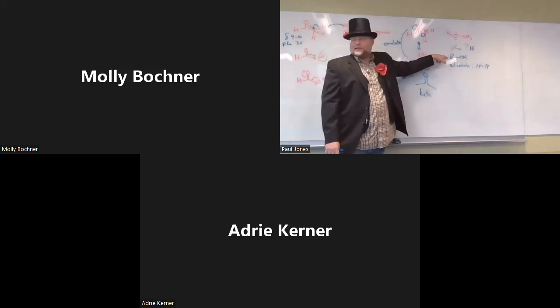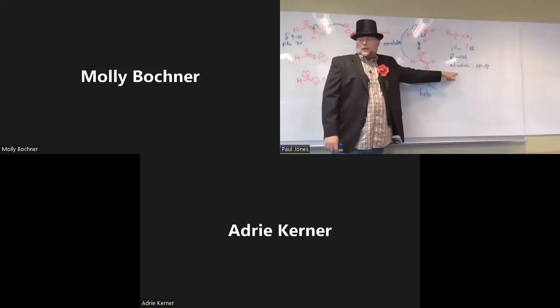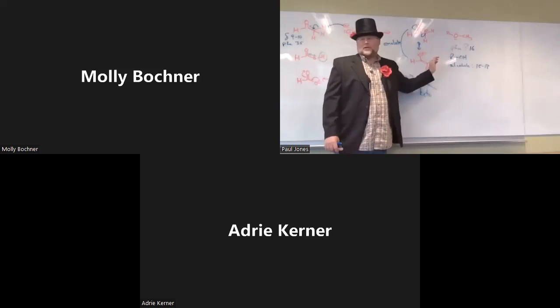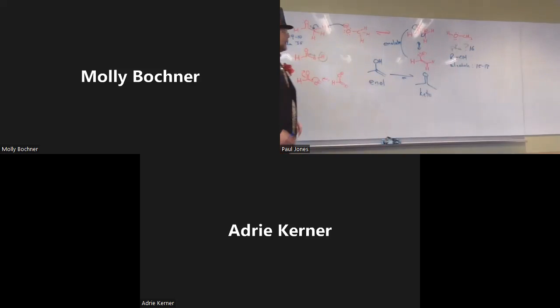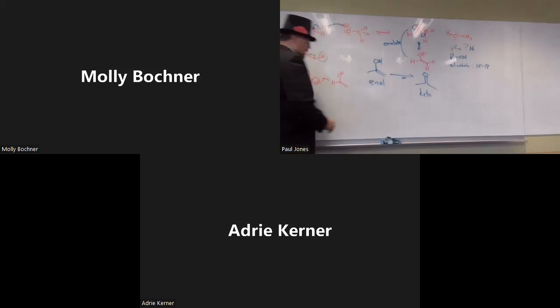If I put some fluorines on this R, I can make this pKa go lower. All right. If I put really strong electron donors, I can make it go a little higher. But it's usually going to be 15 to 18. All right, 10 minutes to go.